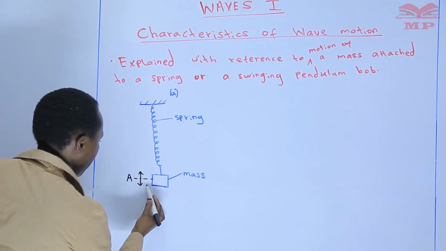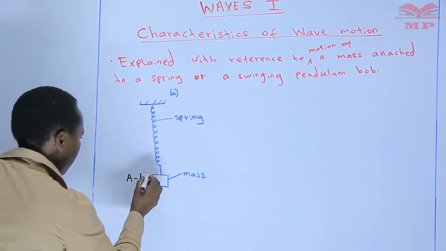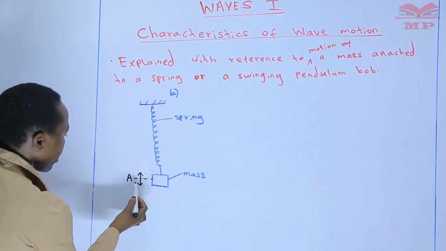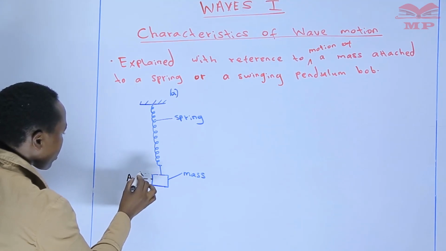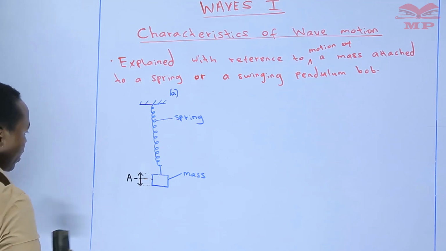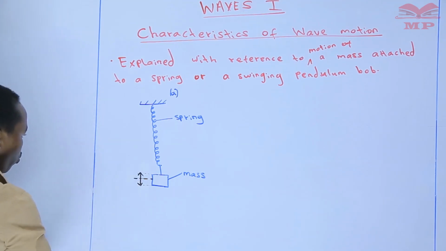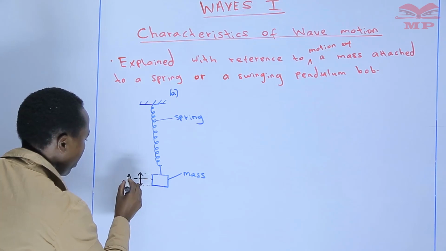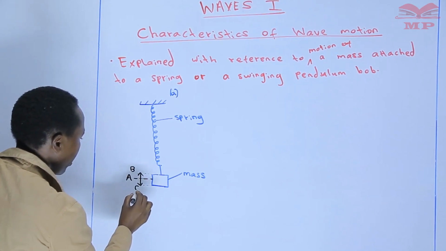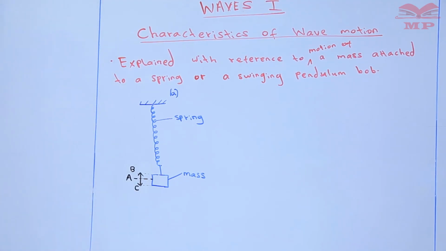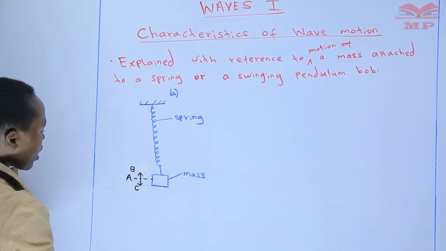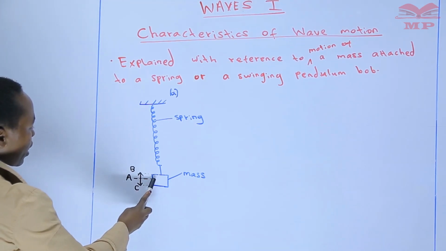So if we have this as our A, then we can have this upper part. If it is moving from A up, then through A, then down, then A, we are going to have it this way. So if this is our A, then this we can call B, and then here we have C. So how will the mass be moving? The mass will have an oscillatory motion described as follows.